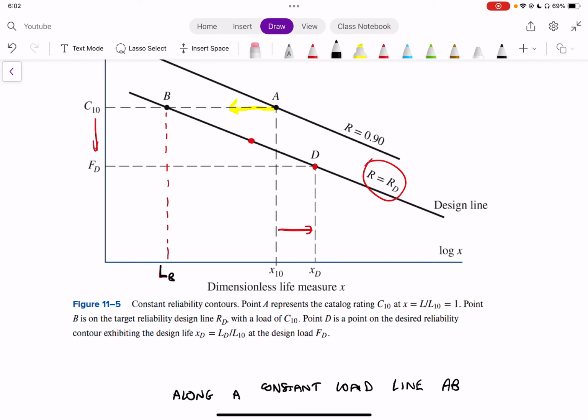And in order to increase our life, what we need to do is essentially reduce our force again, okay? So to move from point A to point B, we use a constant force, and therefore we have a lower life. Then to increase the life, we go from point B all the way to point D. To get to point D, we need to reduce the force until we get the life that we desire, or the XD that we desire.